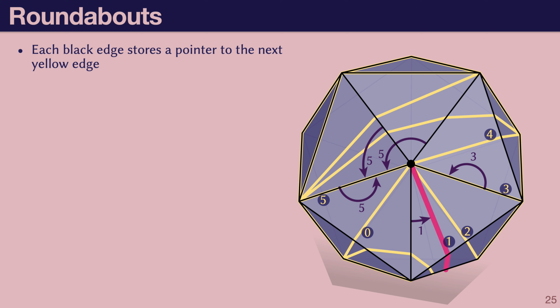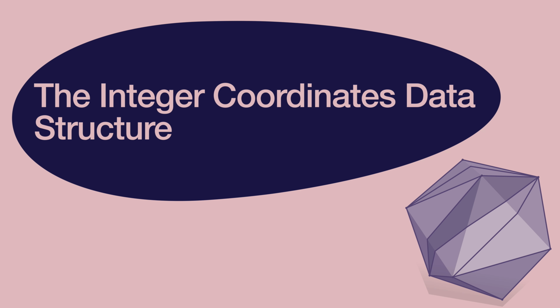So now, if we trace out this pink path, we can observe that it comes right after this black edge, which means that we must have traced out edge number 1. And similarly, if we trace out this pink path instead, we observe that it comes one after the previous path, so we must have traced out edge 2 this time. In this way, roundabouts completely resolve the ambiguity around traced edges, and all we have to do is store one more integer per oriented edge. Now that all the pieces are in place, let's discuss the integer coordinates data structure.